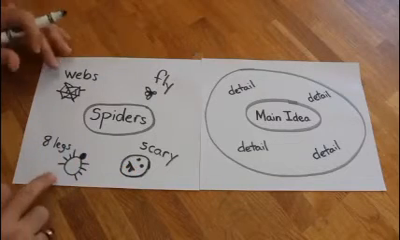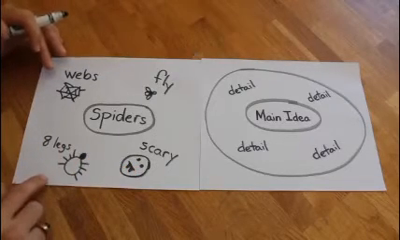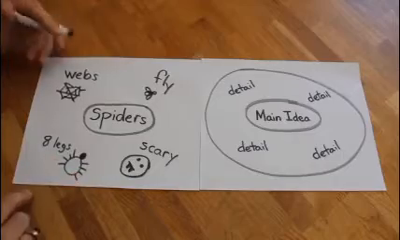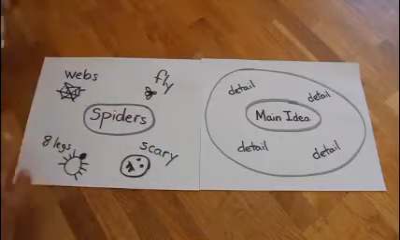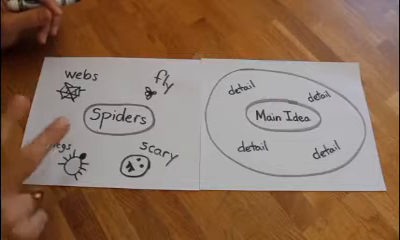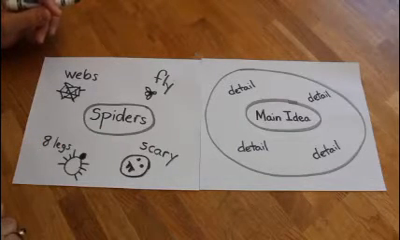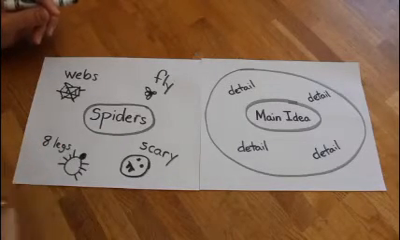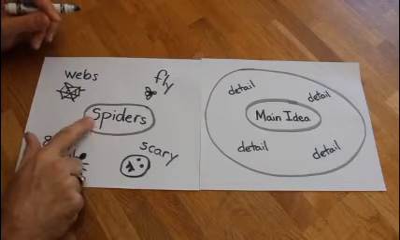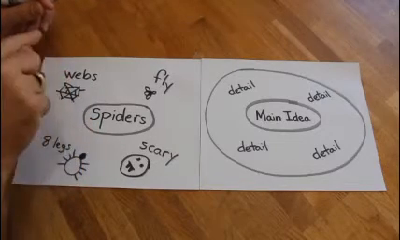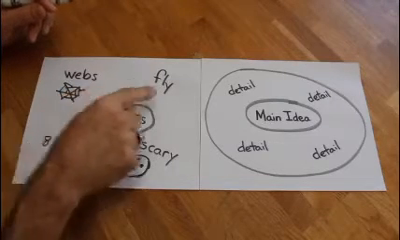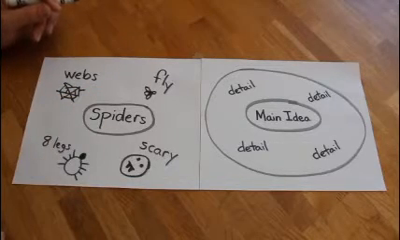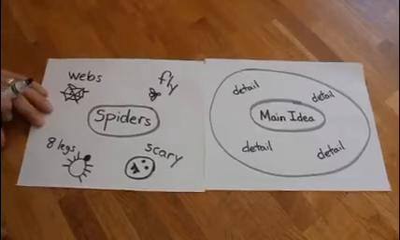So this is our basic circle map. When we're finished with it here, if you want to, you can draw that giant circle around the outside, but like I said, that's not truly important. It's just getting these ideas down. The next step is when you go to write, you're gonna write about spiders, and you've gotta think of one of the details to write your sentence with. You can use more than one of the details in your sentence. But let me show you what we would do next.